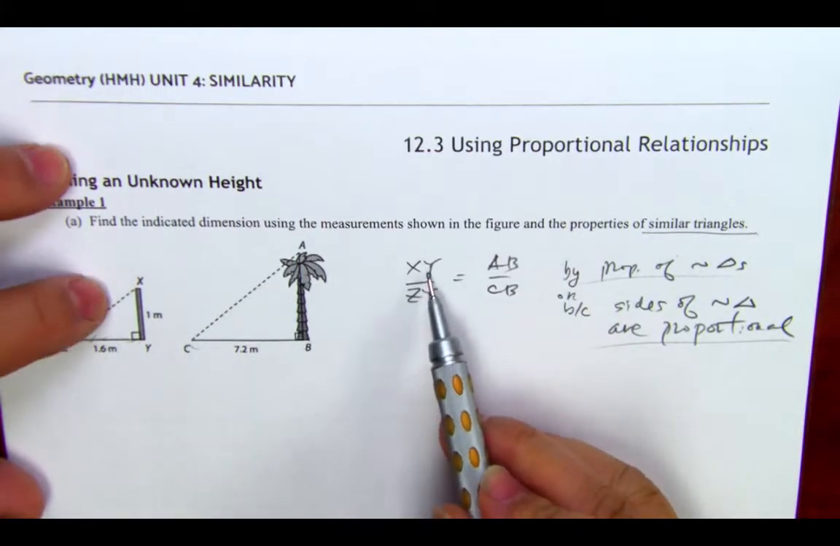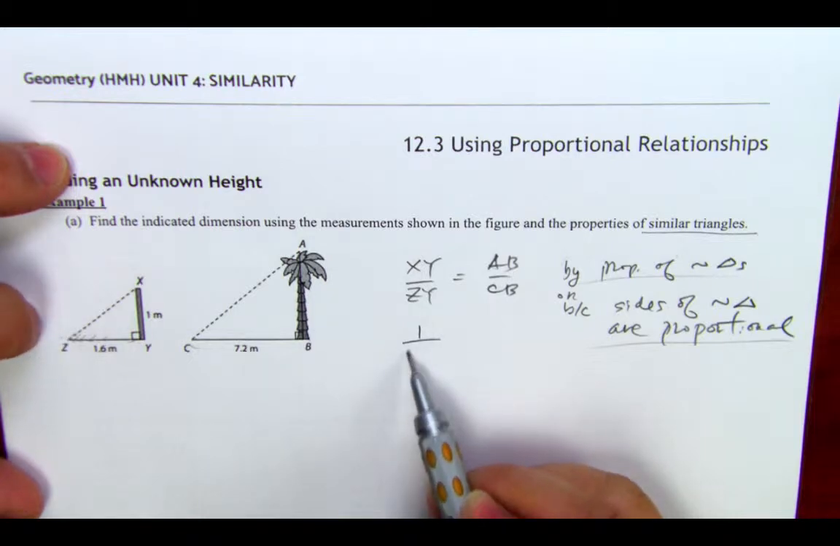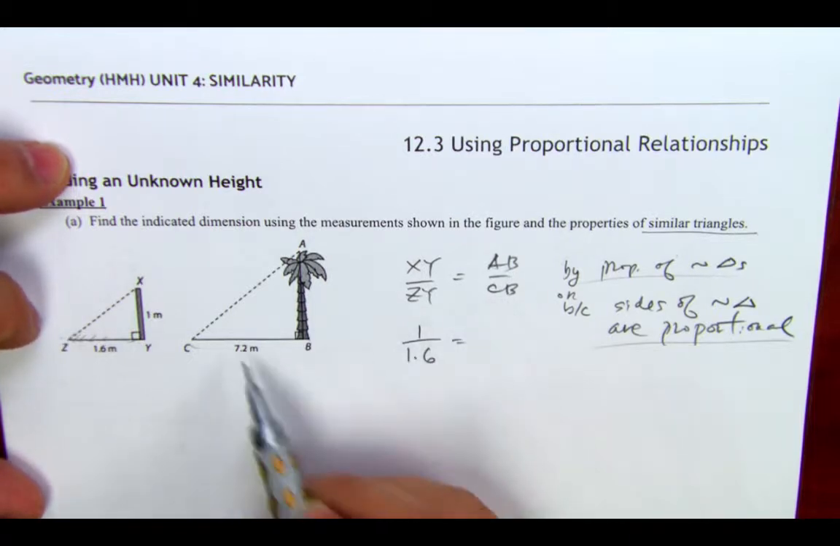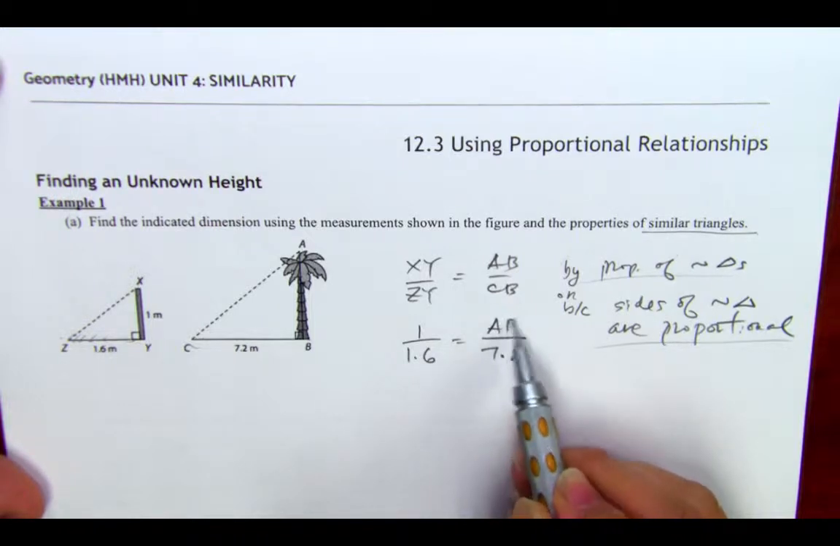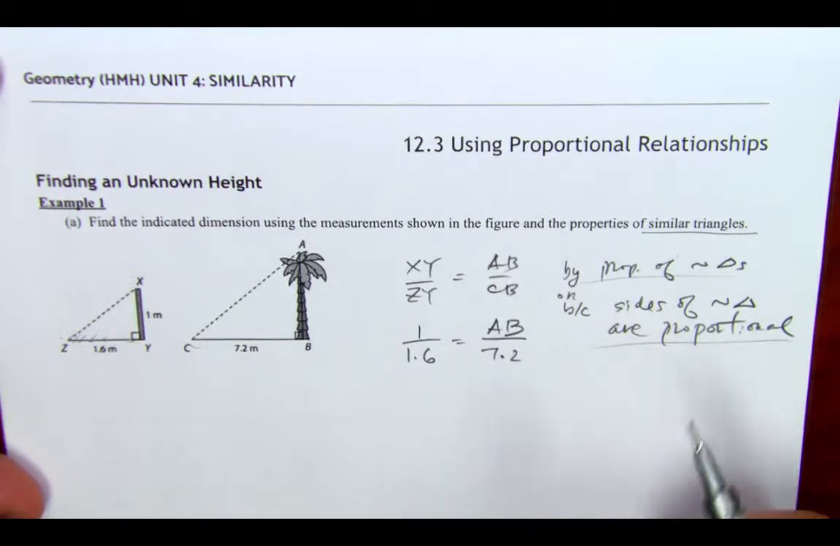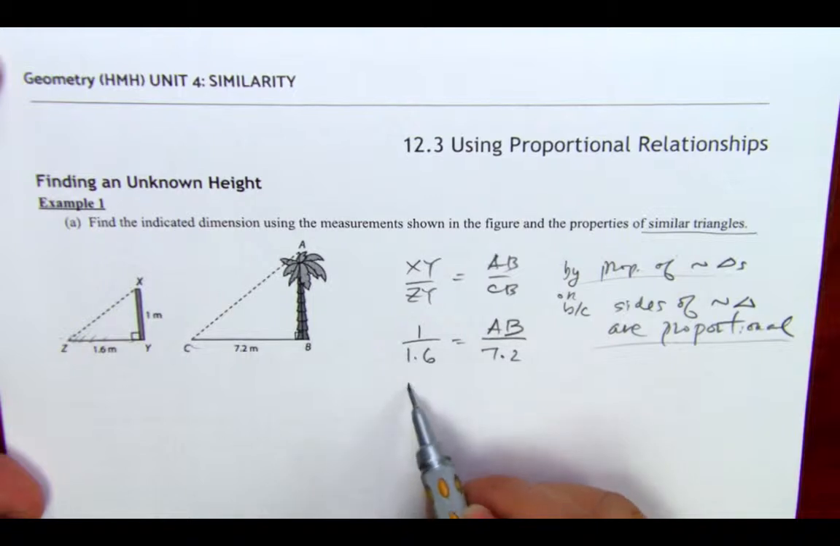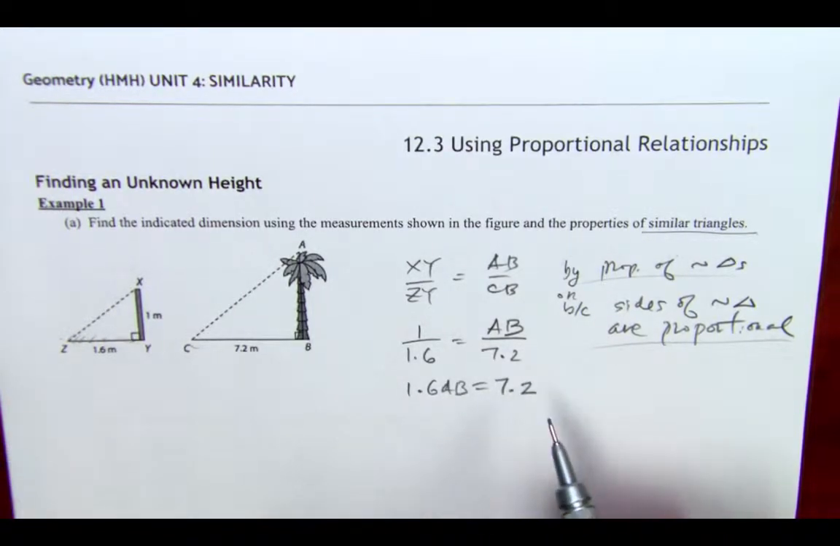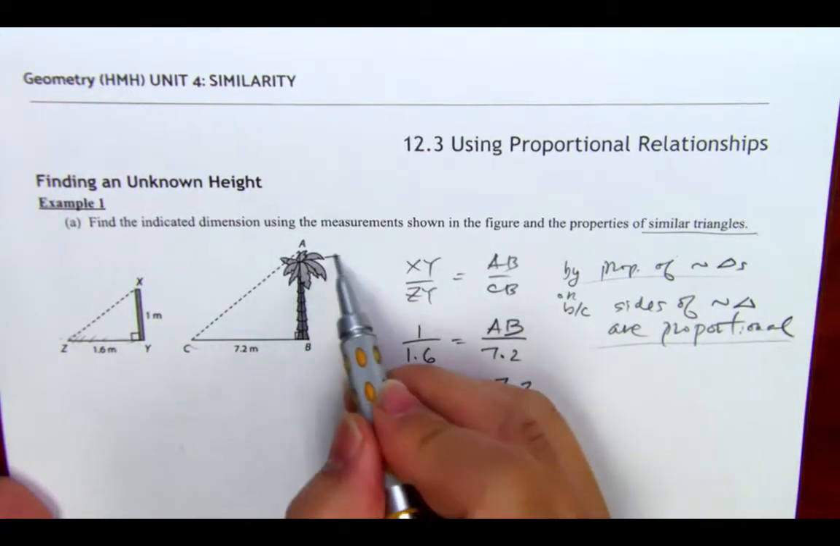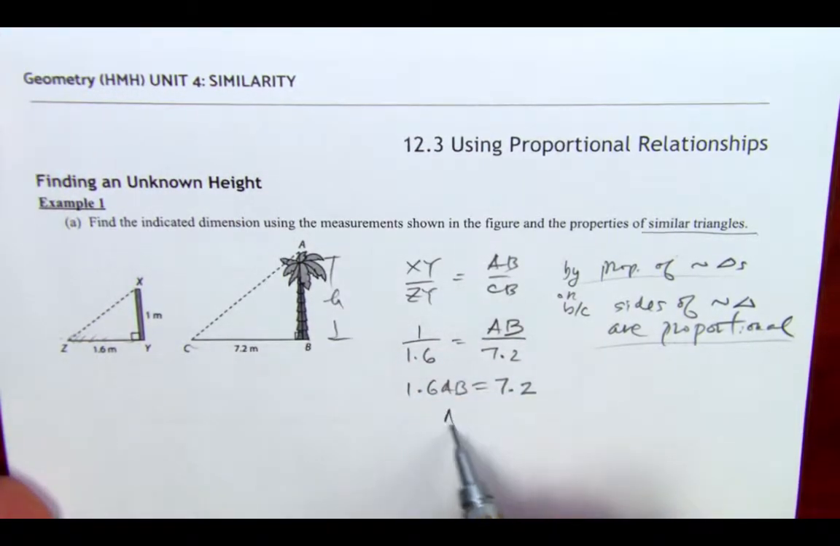So plugging in, XY is 1, ZY is 1.6, CB is 7.2, and we have to find the length AB. If you cross multiply and divide, that's 1.6 AB is equal to 7.2, and when we divide that, the height over here, which is AB, is equal to 4.5.